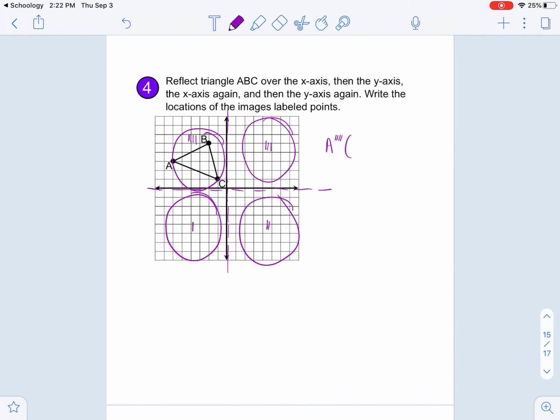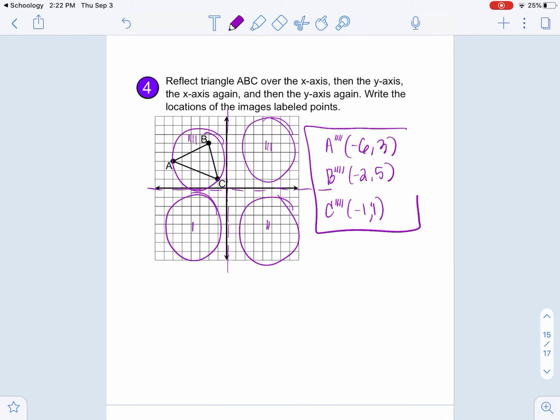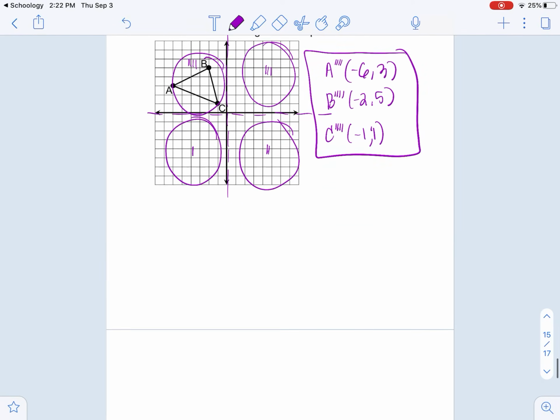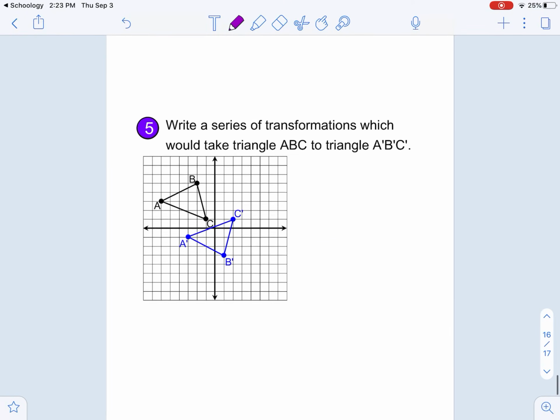So A quadruple prime is -6, 3. B quadruple prime is -2, 5. And C quadruple prime is -1, 1. If you ended up drawing the whole thing, not a big deal. It just takes a little bit more time if you don't think about it. I read it and it seemed like a lot.